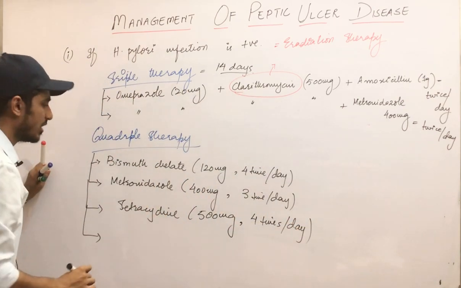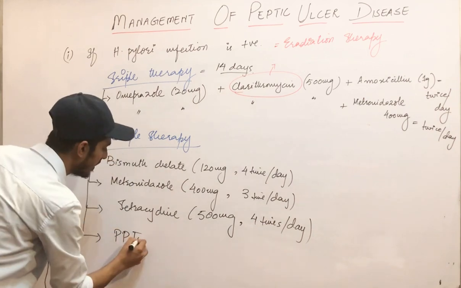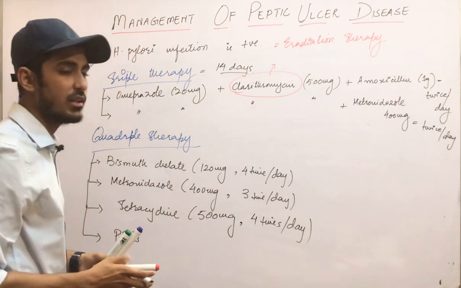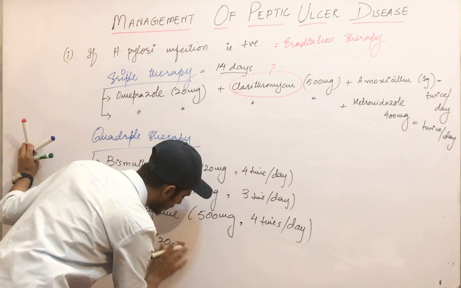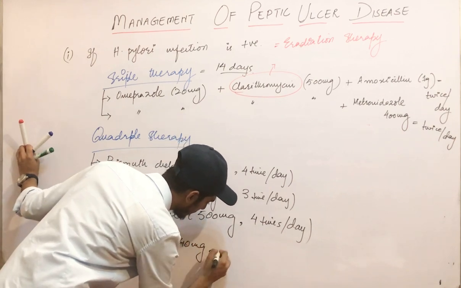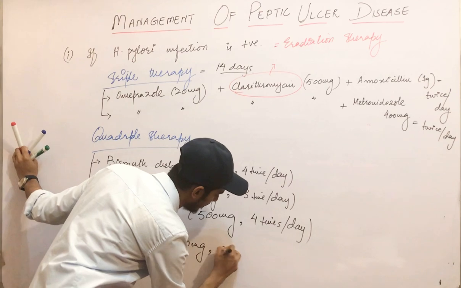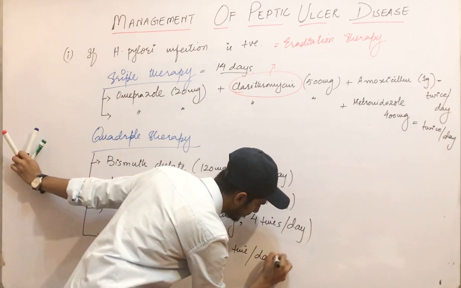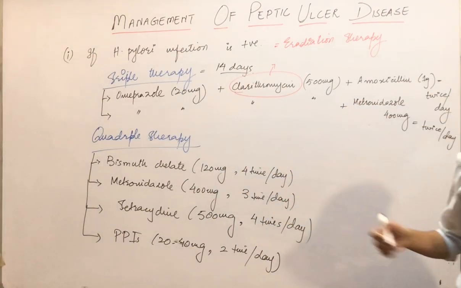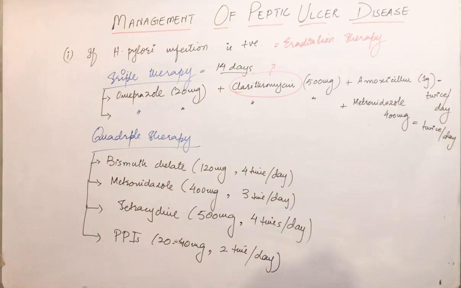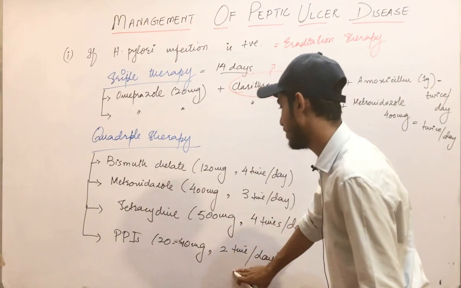And the fourth and the last one is very important, your PPIs. That may be omeprazole or any prazole, that is the PPI. It may be 20 to 40 milligram of the PPI, and it is given, I guess, 2 times per day. So this is your quadruple therapy, in which we are giving the bismuth chelate, 120 milligram, metronidazole 400 milligram, then the tetracycline and the PPIs, 20 to 40 milligram 2 times a day.